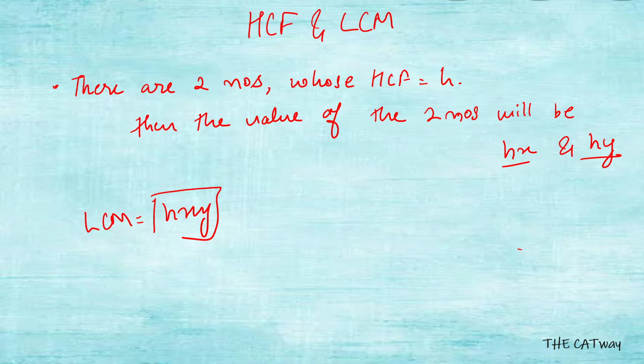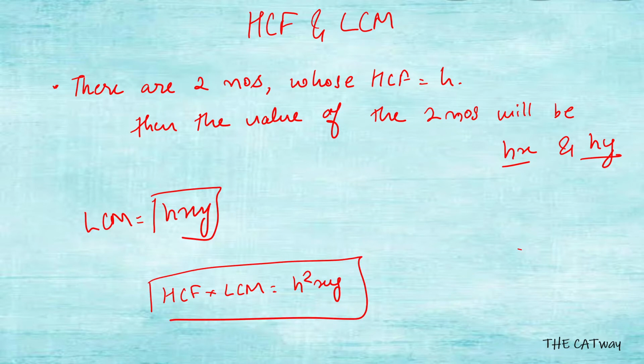That is, whenever it is given that there are two numbers and the HCF is h, then you can take the two numbers as hx and hy. Also you can take the LCM as hxy. Also, the HCF into LCM will be equal to h square xy. So these are a few things which you should know. Now we'll solve a few questions based on this and I'll tell you how to solve them. So let's take our first question.